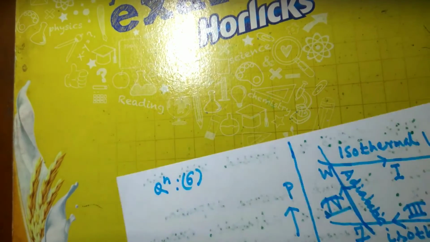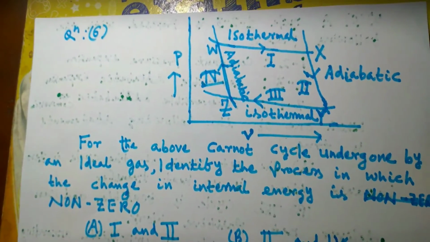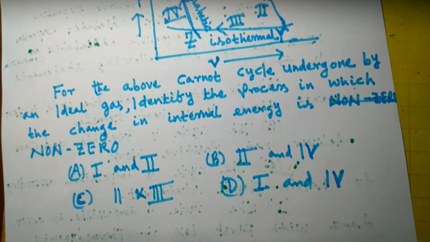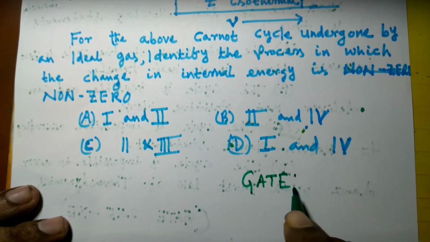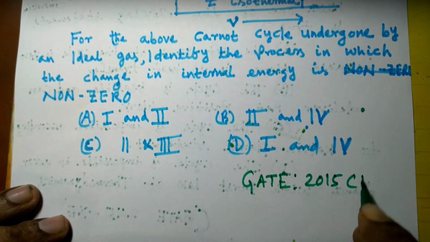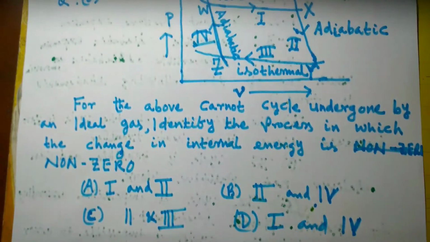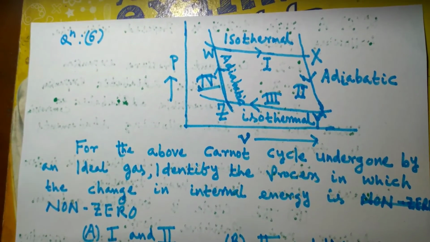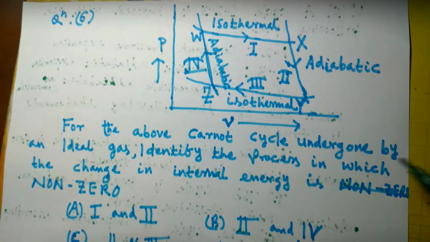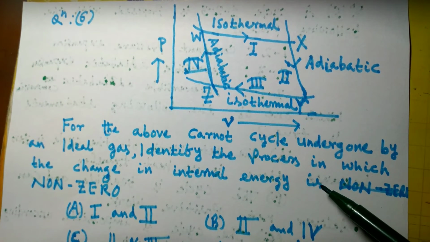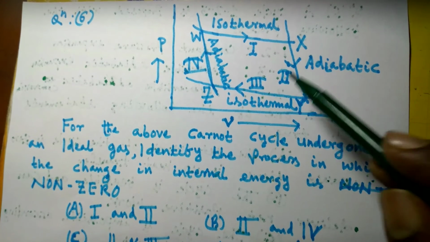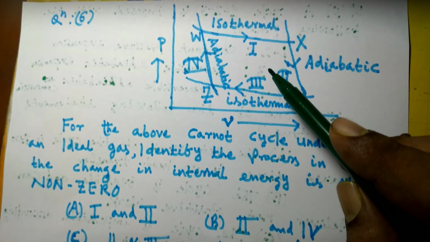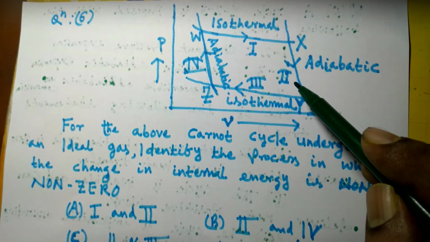So this question number 6 was asked in GATE 2015 chemistry. So you see, this question number 6 is like this. For the above Carnot cycle undergone by an ideal gas, identify the process in which the change in internal energy is non-zero. You know, the Carnot cycle consists of 4 processes, out of which 2 are isothermal and 2 are adiabatic.